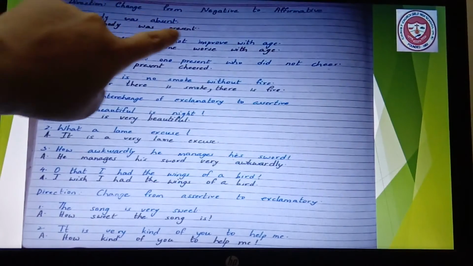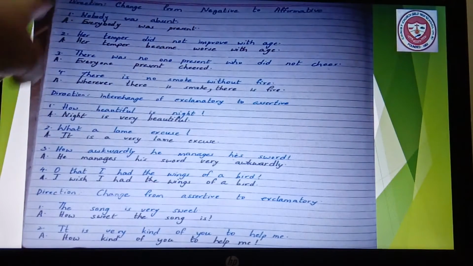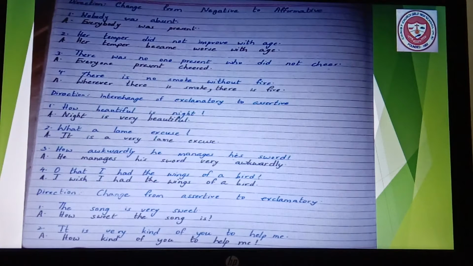Nobody was absent. See the area where the changes have been made. Nobody was absent. Everybody was present. Her temper did not improve with age. Her temper became worse with age. So did not improve means it became worse.